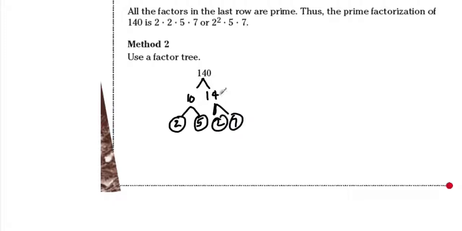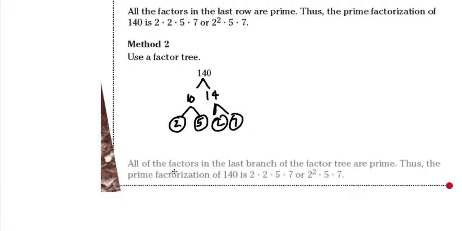So the prime factorization of 140 is 2 times 2 times 5 times 7, or 2 squared times 5 times 7.